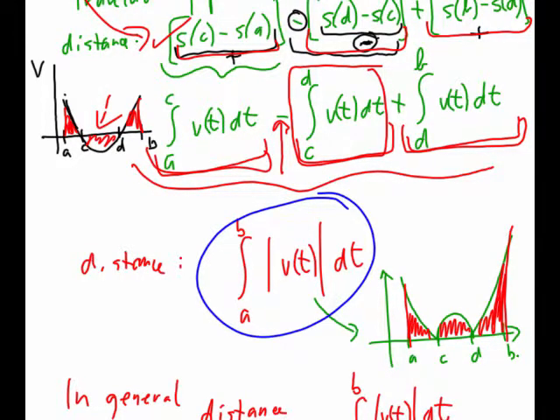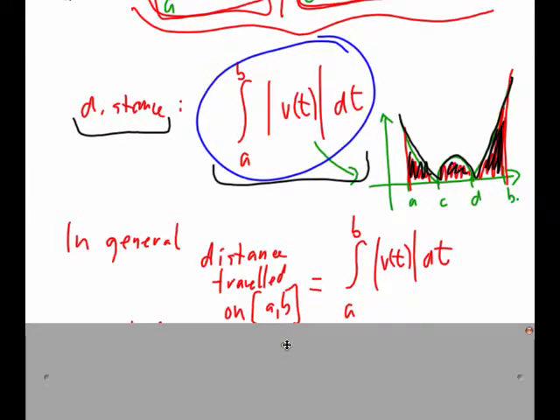Because remember that the absolute value of the velocity graph would mean that the bottom sections are reflected above the horizontal axis, like so, and then each of these areas in red would represent a positive area. So in general, based on what we've just talked about, distance traveled over AB is the definite integral from A to B of the absolute value of velocity.